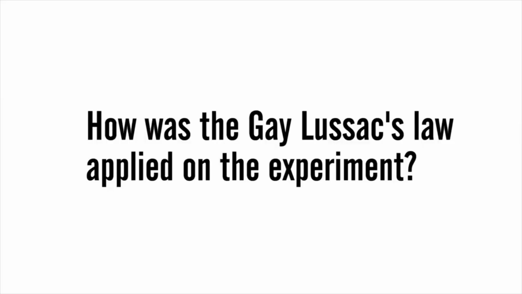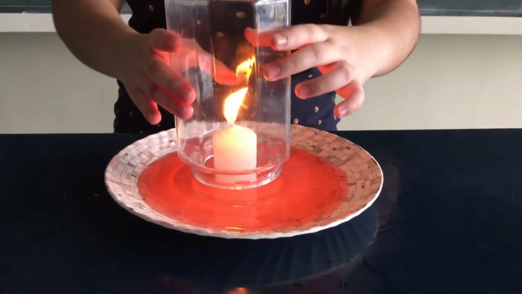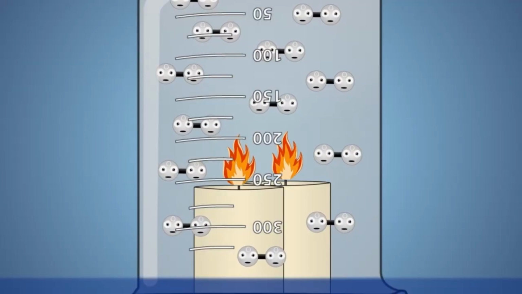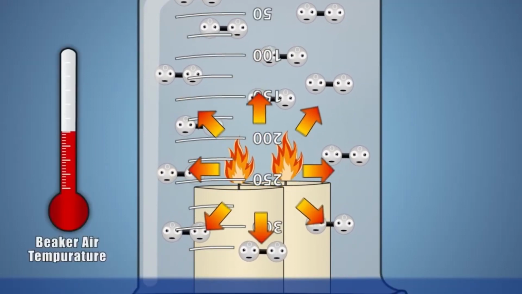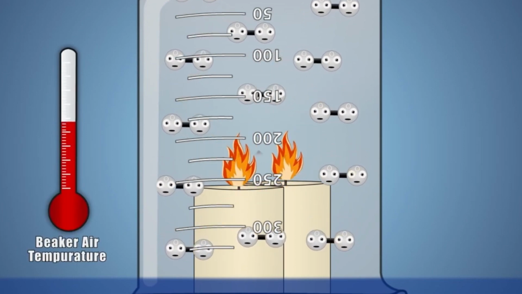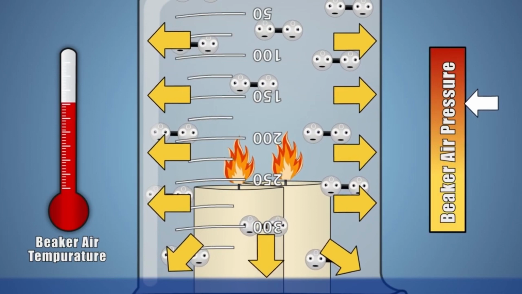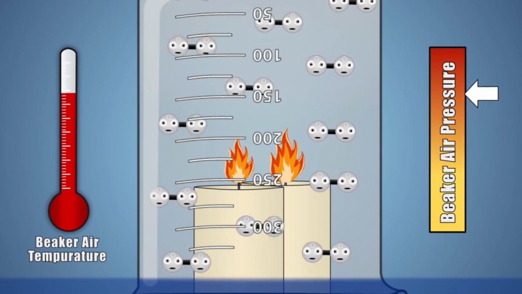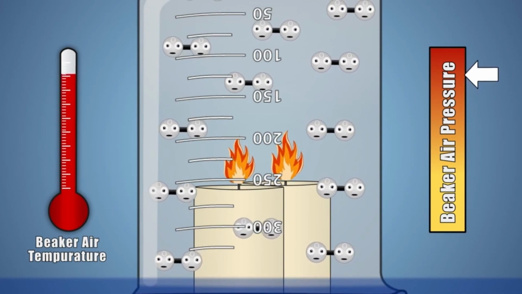How was the Gay-Lussac's Law applied in the experiment? The jar is placed over the candle and the flame heats the air up. So when the air is heated, the gas particles expand and move faster, putting pressure on the water. A higher temperature is equal to higher air pressure. And that is stated in Gay-Lussac's Law, where pressure increases proportionately to temperature increase.